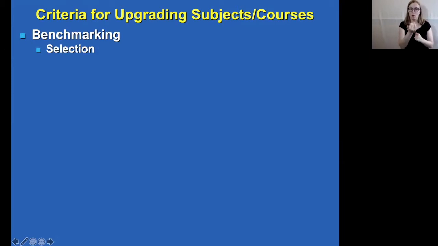So we're going to talk in this session about how to upgrade subject areas, courses, to the criteria that you apply to ensure your courses are at the right level that you want them at, or if you're introducing a new course. So, of course, the first issue is to look at benchmarking, so to compare what you have in your course to other similar countries or countries that you might want to compare yourself with.